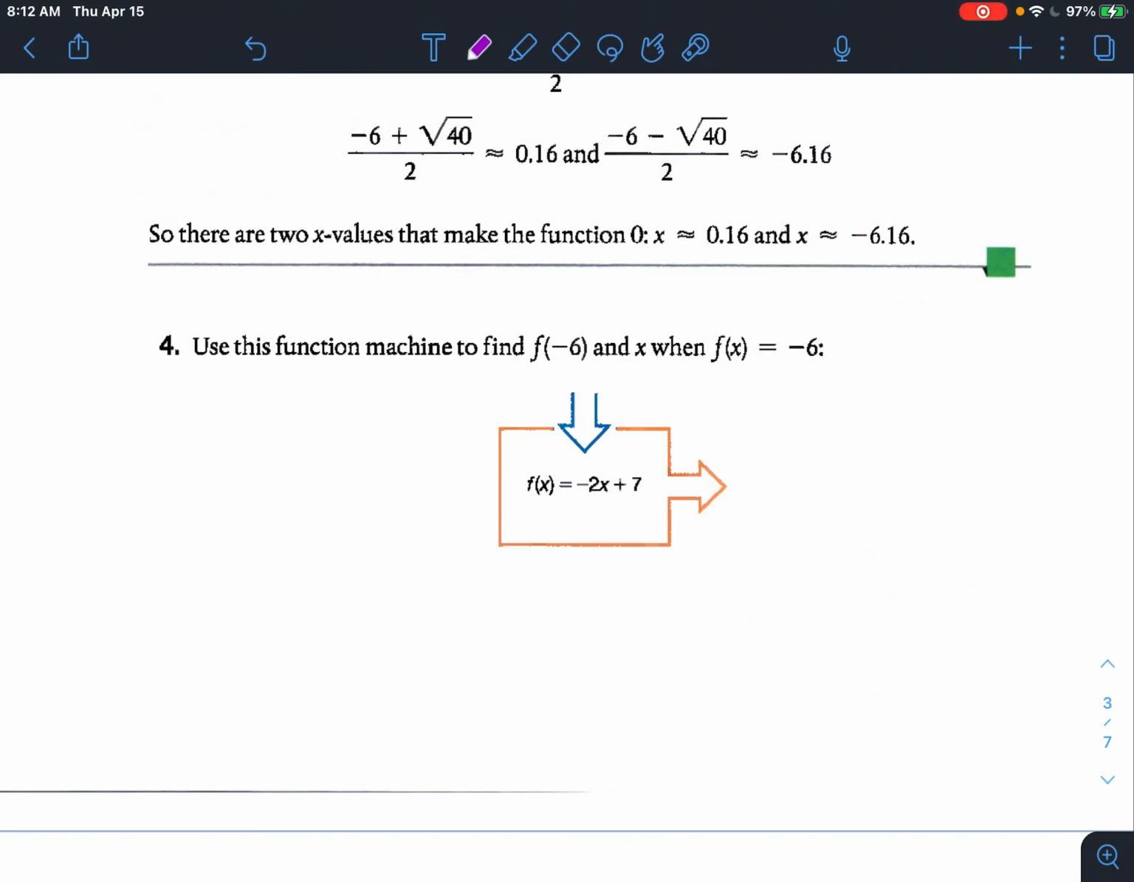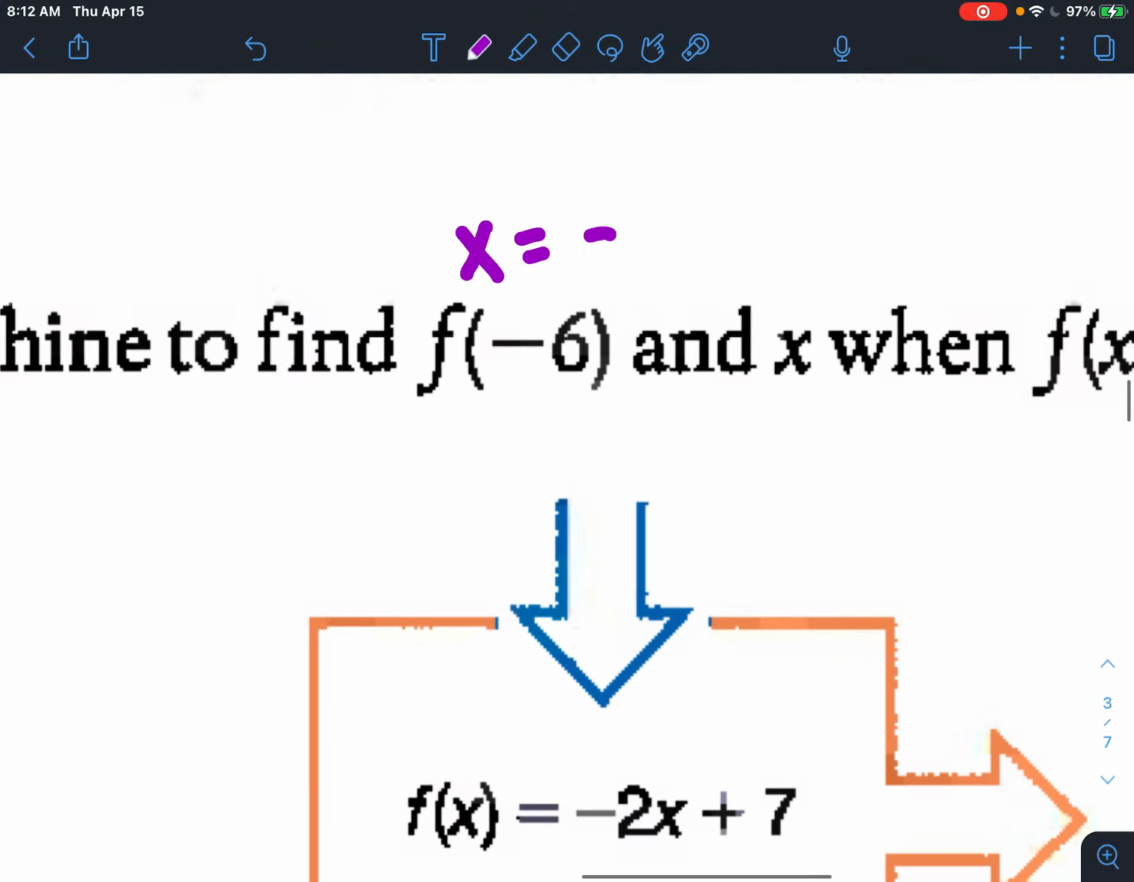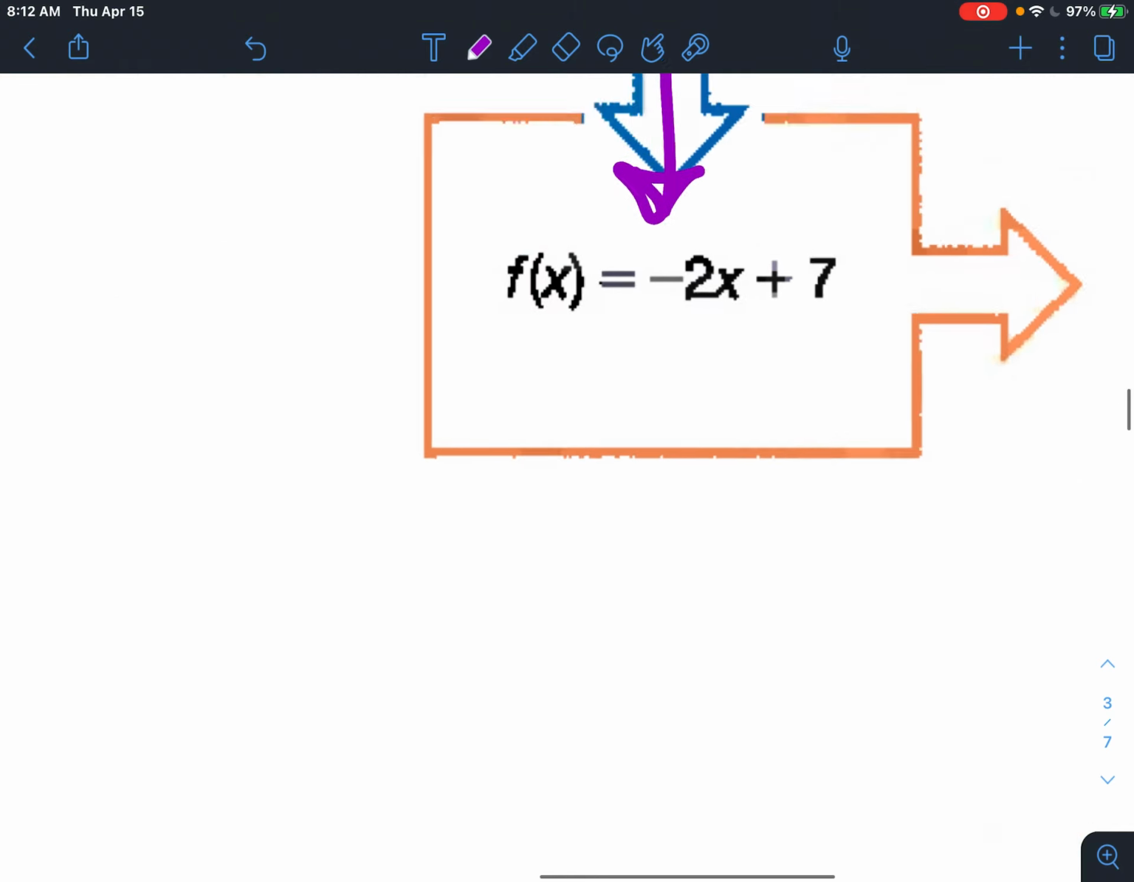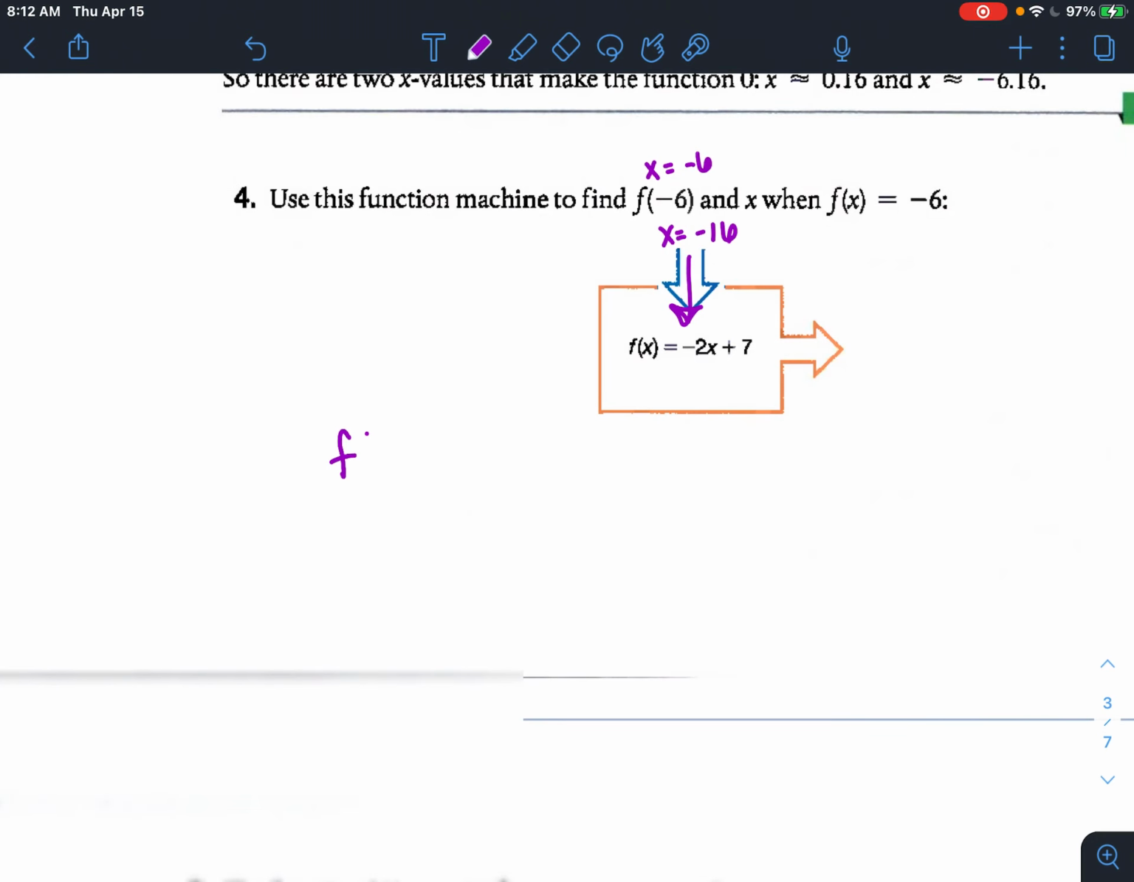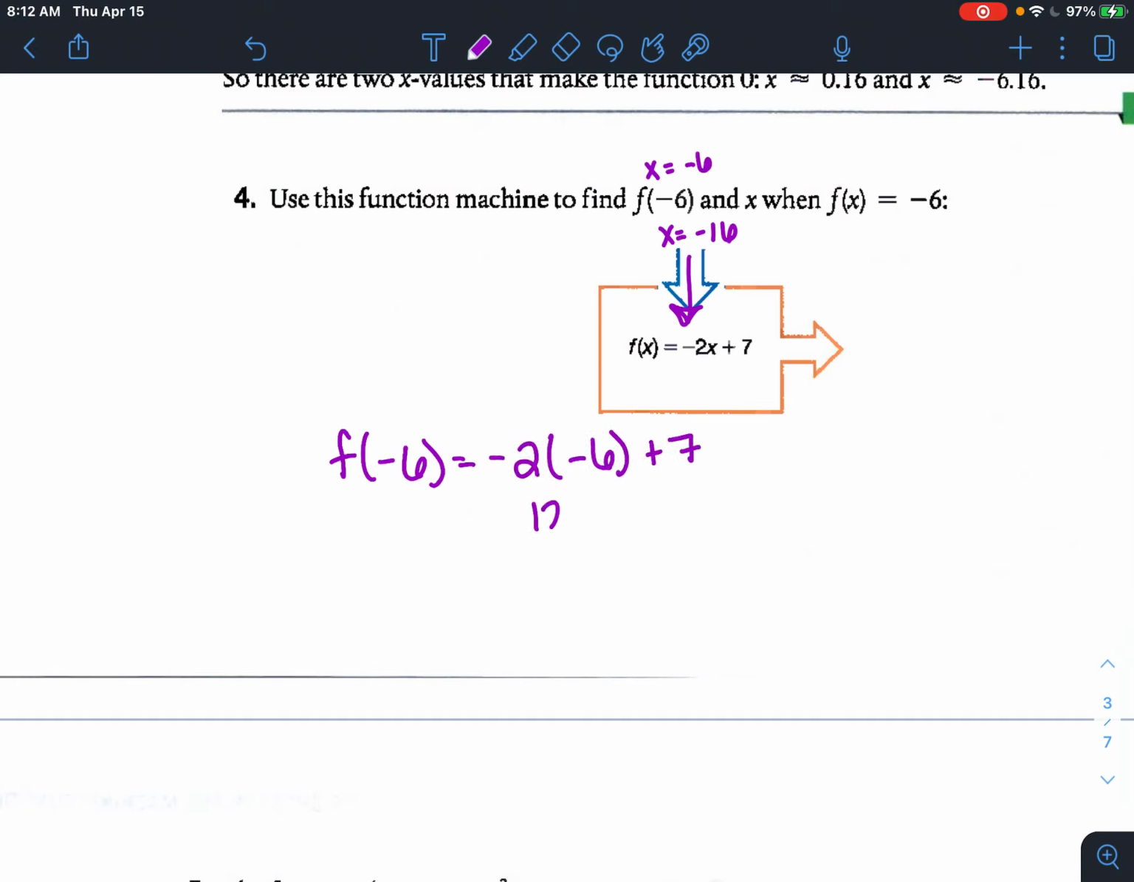So use this function machine to find f of negative 6 and x when f of x equals negative 6. So we're finding two different things. We are first finding when x equals negative 6. So I'm going to plug that into my machine, and we'll have f of negative 6 equals negative 2 times negative 6 plus 7. We have 12 plus 7, so f of negative 6 equals 19.